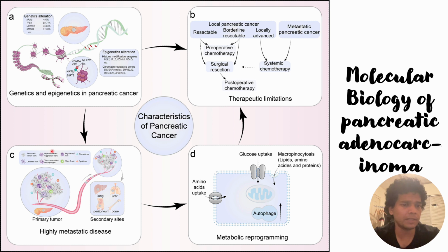And the next part, which we have already covered in part B, is the highly metastatic disease. So these pancreatic cancers are highly metastatic because of the toxic tumor microenvironment that they have. One of the causes of the toxic tumor microenvironment is the dense tumor of the pancreatic cancer that is available within a short area, within a short space. So this toxic tumor microenvironment will cause a highly immunosuppressive environment.